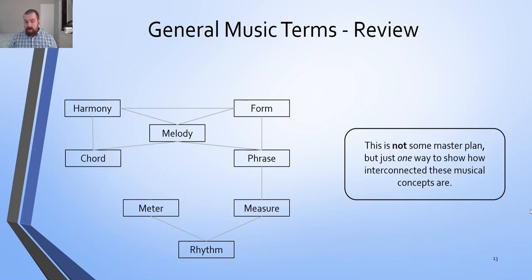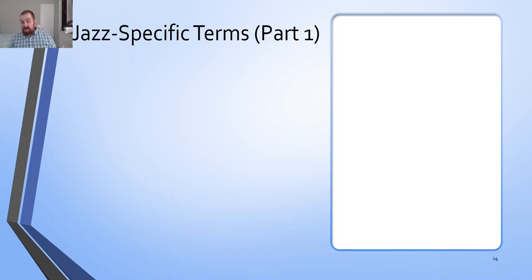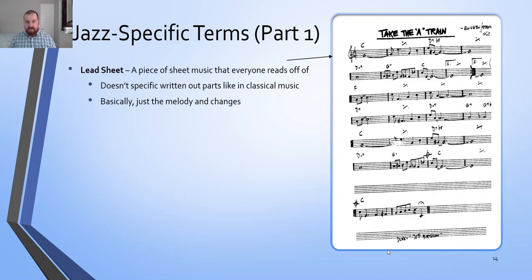Some jazz-specific terms are lead sheet. I've mentioned lead sheet before. This here is the lead sheet. This is the whole thing. A lead sheet is simply a piece of sheet music that everybody reads off of. This would be played for a combo. Big bands play more traditional-looking music, as if you were in, say, a wind ensemble or an orchestra. There are moments where space for improvisation is written in, but usually you start at the beginning, play to the end, and then the piece is over.